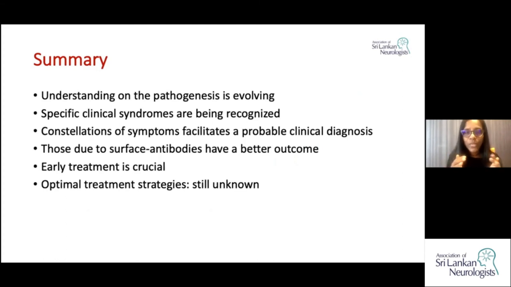And we need to recognize that there are specific clinical syndromes, so we need to be aware of them and be able to recognize them, because that aids a quicker diagnosis and we can deliver a quicker therapy to these patients. And also certain types have a better outcome, and needless to say, early treatment is crucial. And how best it is to be treated, well, we really don't know. I think our understanding is improving as more and more series are being described, and we can look forward to descriptions of different treatment modalities in the future. So I'd like to end at that.